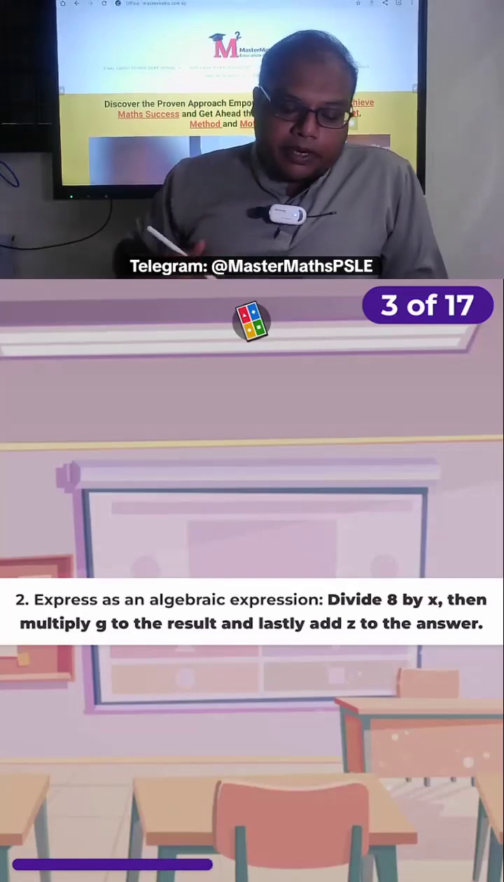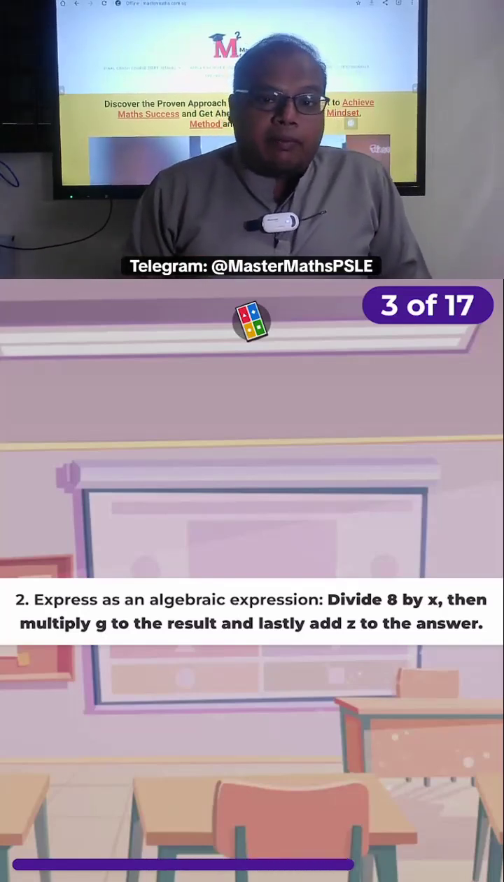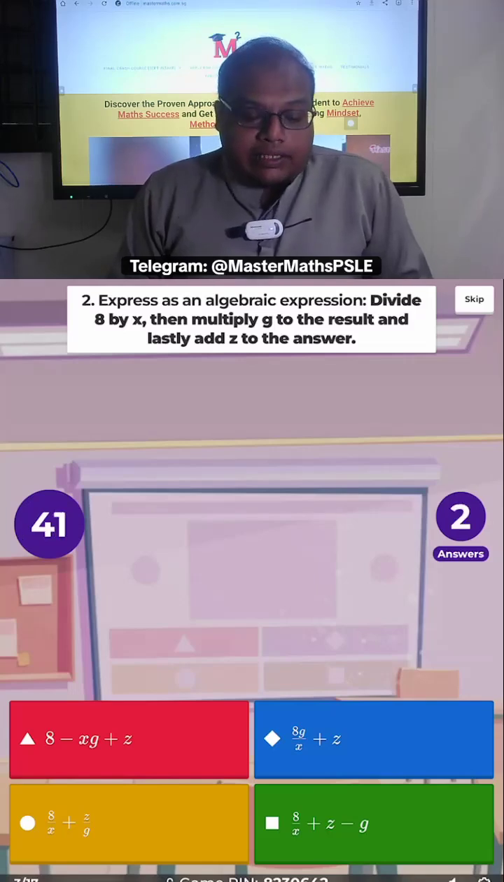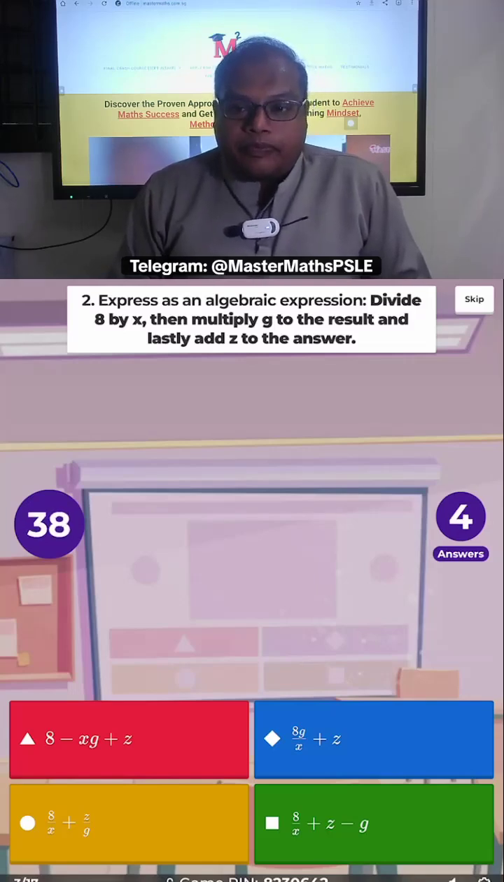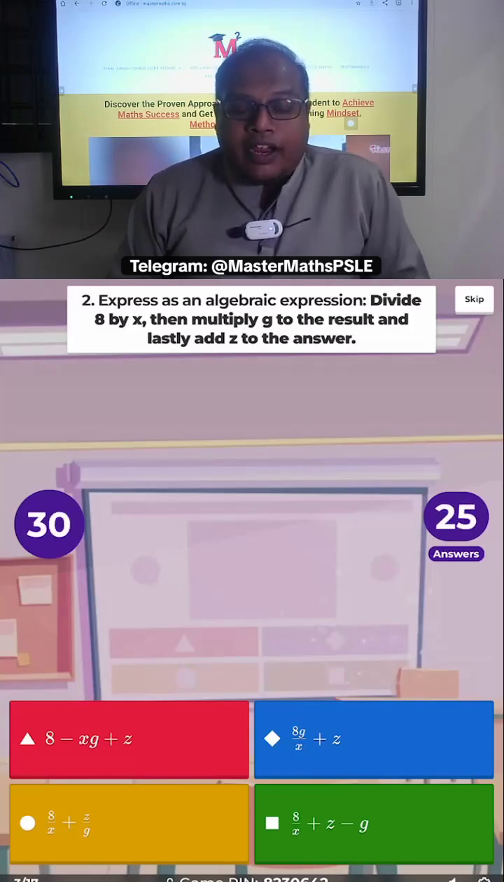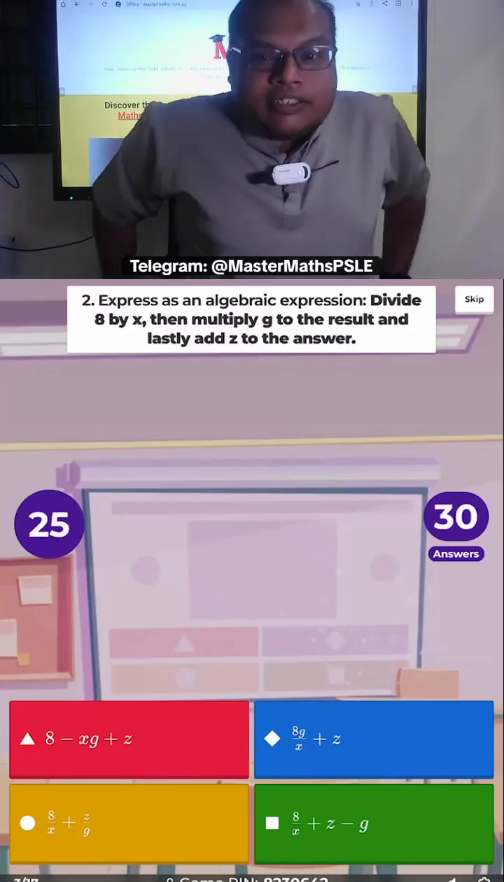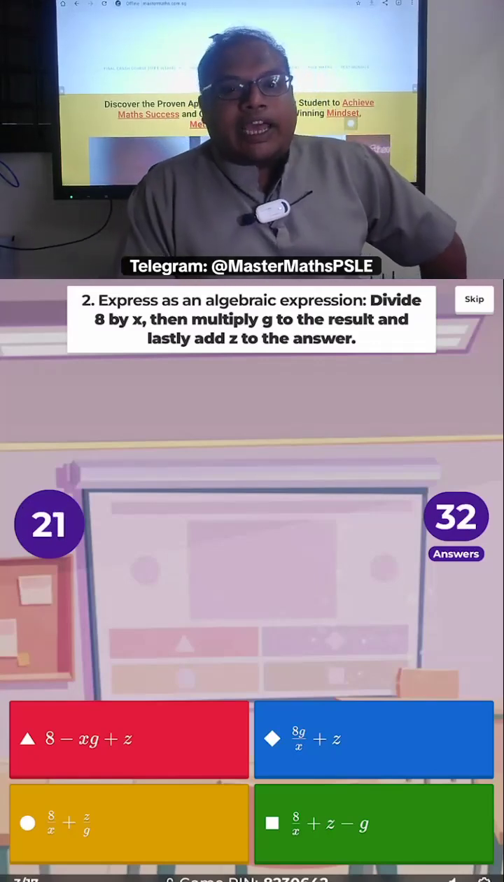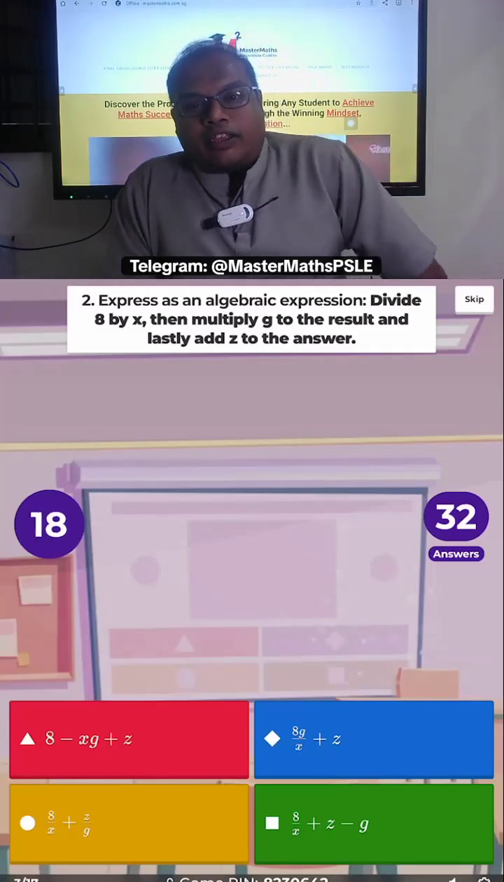Another algebraic expression. Firstly we divide 8 by x, then multiply g to the result, and lastly add z to the answer. Alright, let's go. Which one is it? I think it's purple. If there's no purple, then I think you click the white color. Confirm correct.